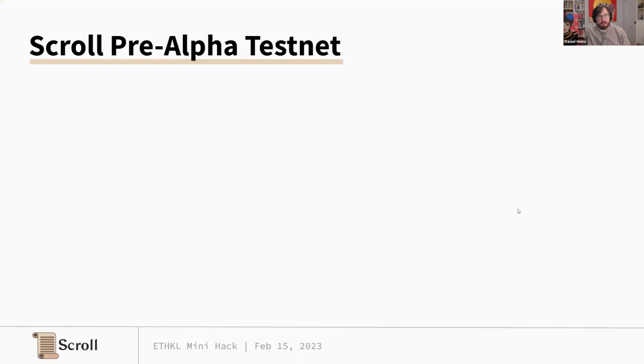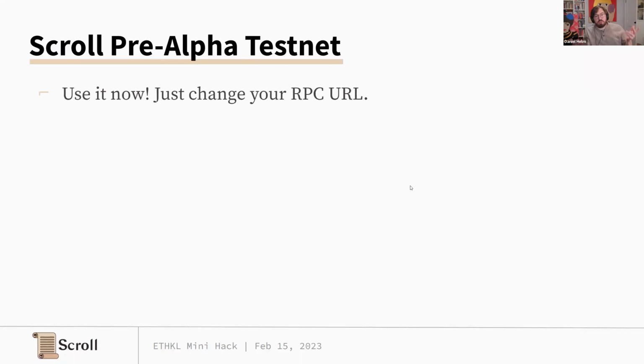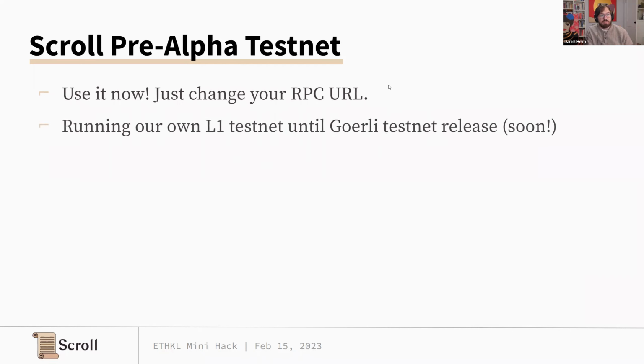But right now, we're not on mainnet. So we are still in our pre-alpha testnet, but you can use it. It's open. So just like you saw me go to scroll.io and click the pre-alpha testnet, you can go and do that as well. Really, all tooling should work. Just changing your RPC URL is what it really takes. In this pre-alpha testnet, we're not using Ethereum for it, and we're not even using a public Ethereum L1 testnet. We're running our own L1 testnet until our alpha release, which is going to be soon.